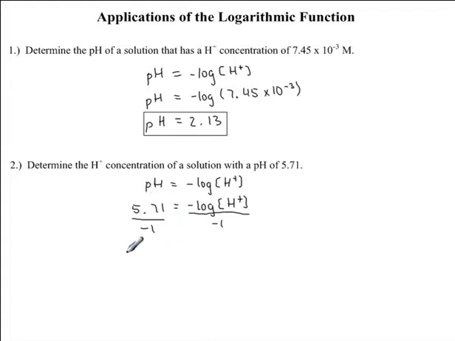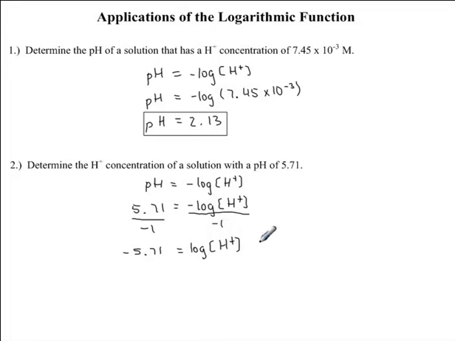5.71 divided by -1 gives us -5.71, which is equal to, these two negatives divide out to be a positive, and we're left with the positive logarithmic function of the concentration of the hydronium ion. Now we've run into a little bit of a problem. We need to isolate for our concentration, but we have this log function out in front of the concentration.